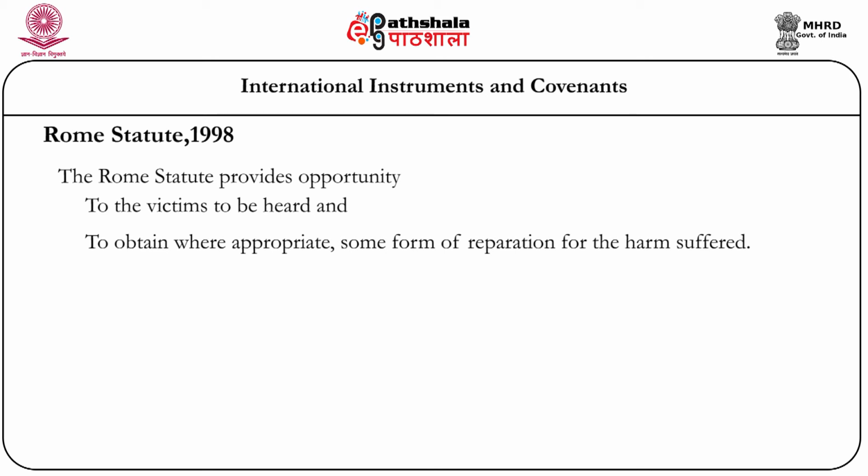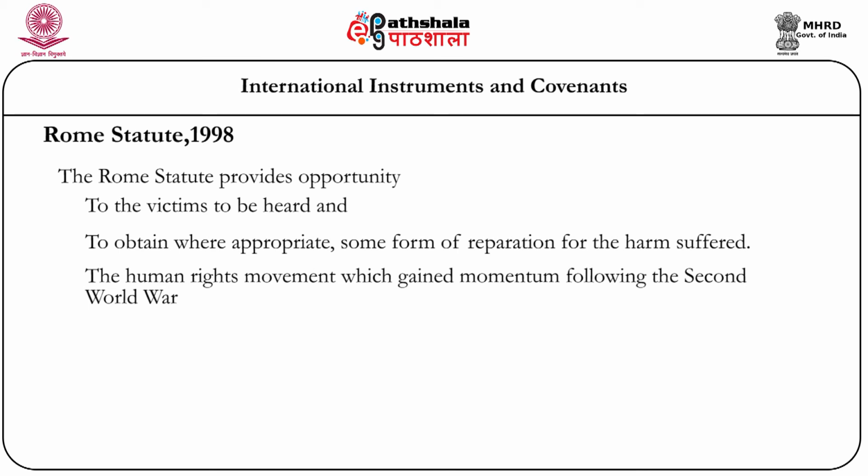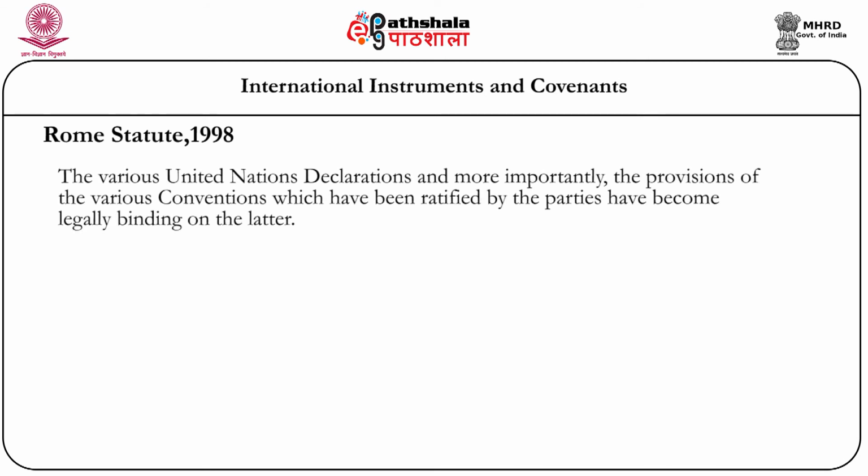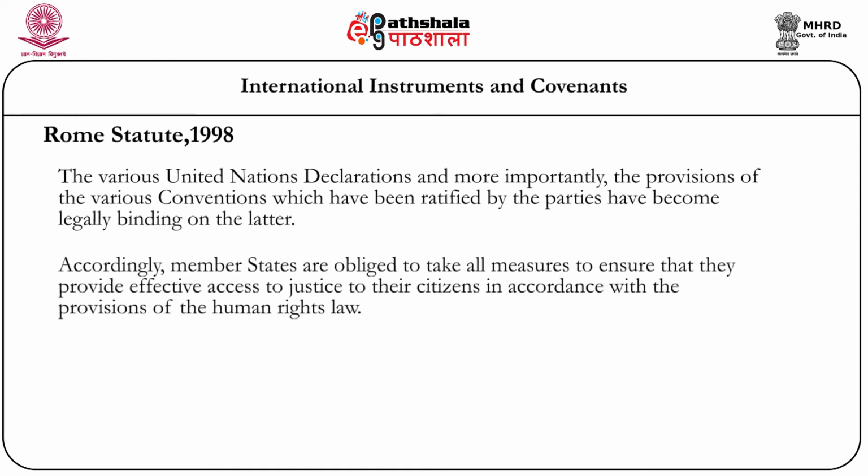natural justice. The human rights movement gained momentum following the Second World War. This further crystallized the obligation of the state to provide effective access to justice to its citizens. The various United Nations declarations and, more importantly, the provisions of the various conventions which have been ratified by the parties have become legally binding on the latter. Accordingly, member states are obliged to take all measures to ensure that they provide effective access to justice to their citizens in accordance with the provisions of human rights laws.